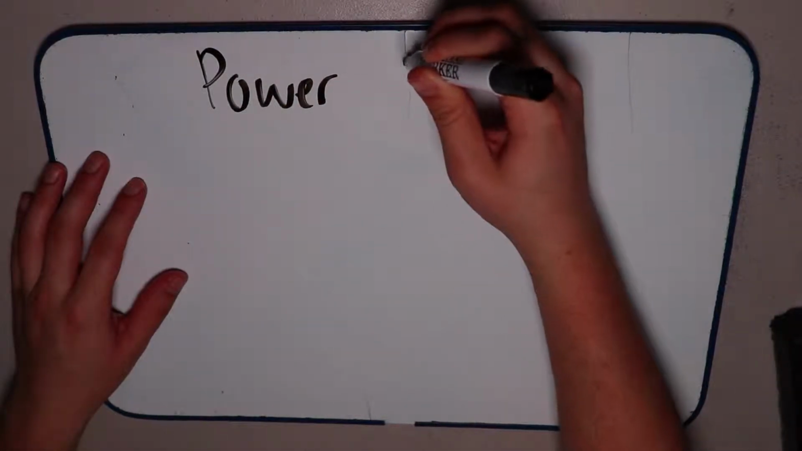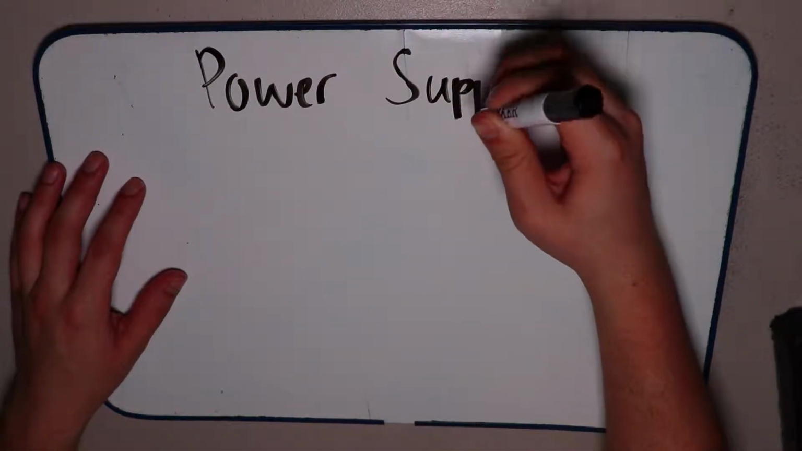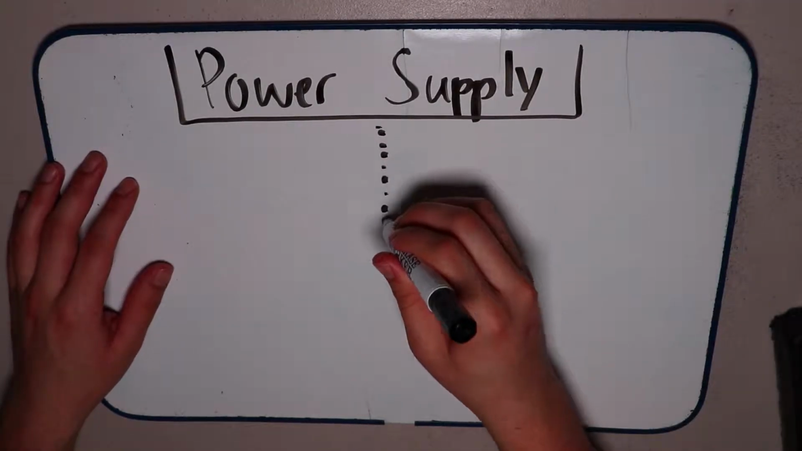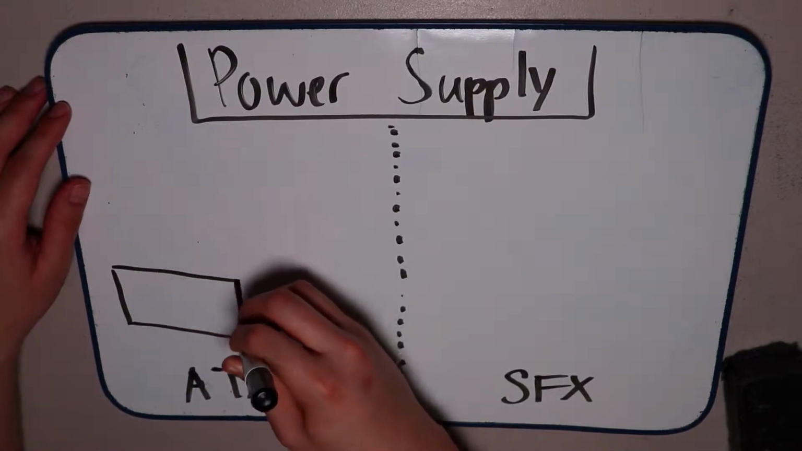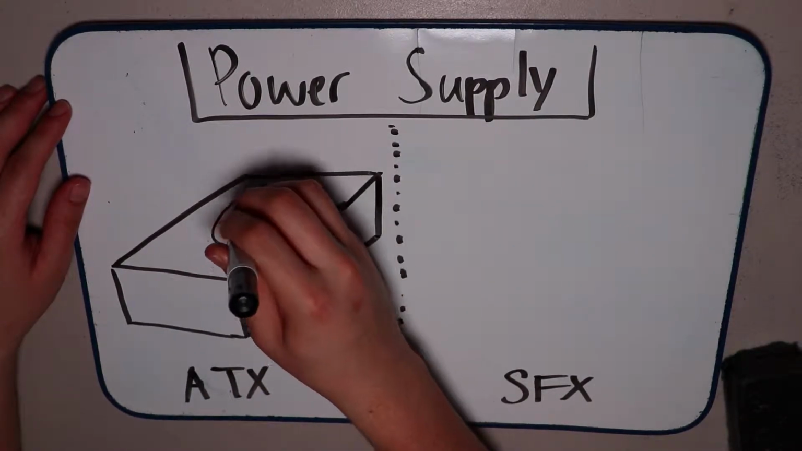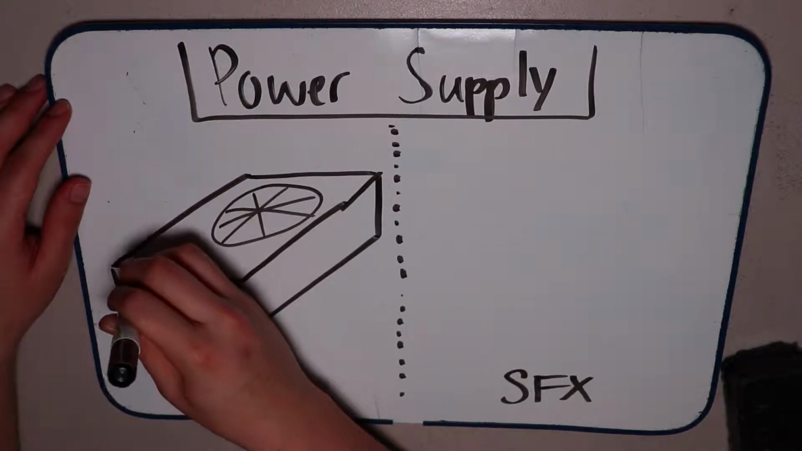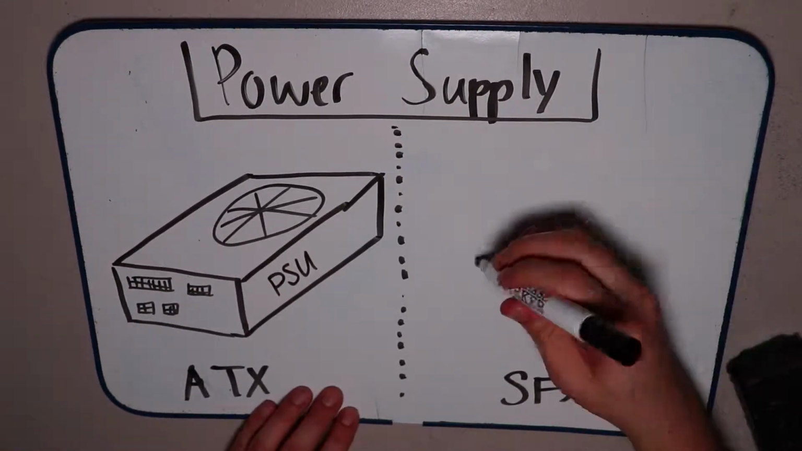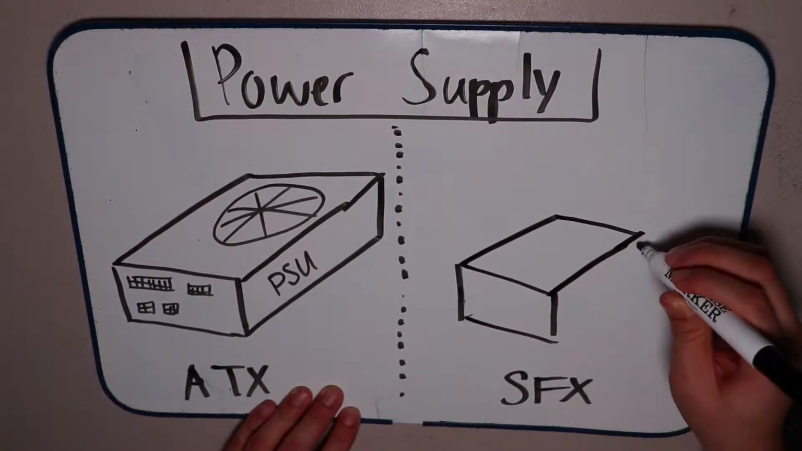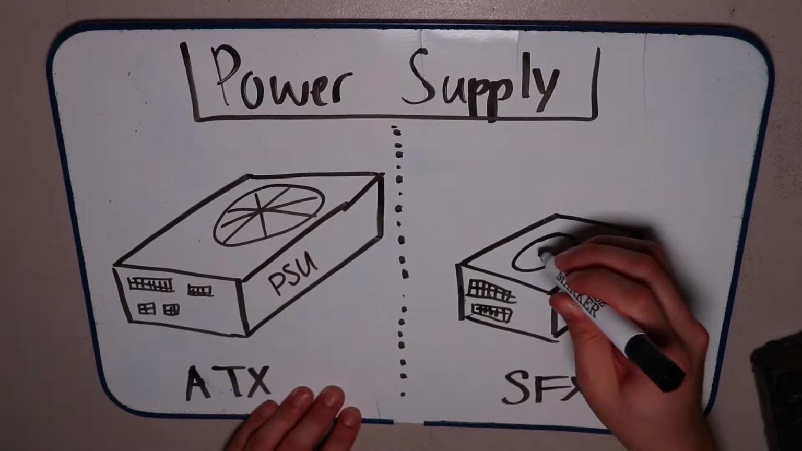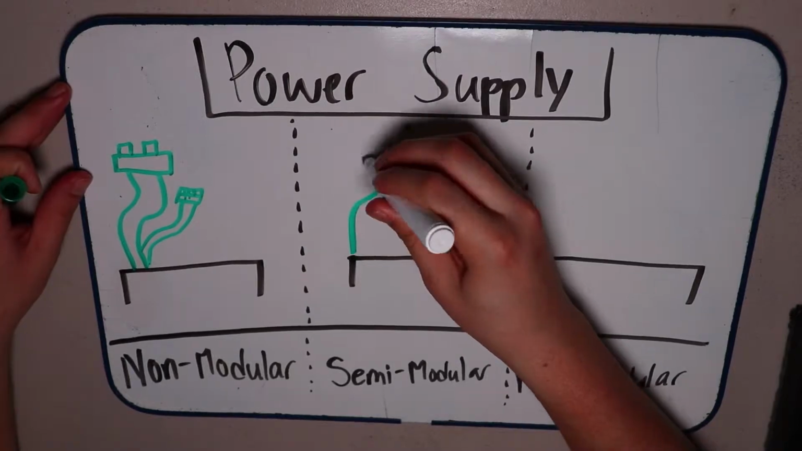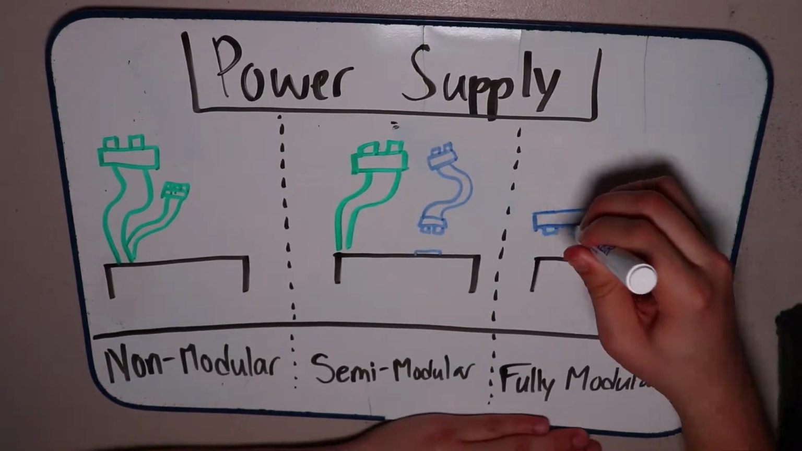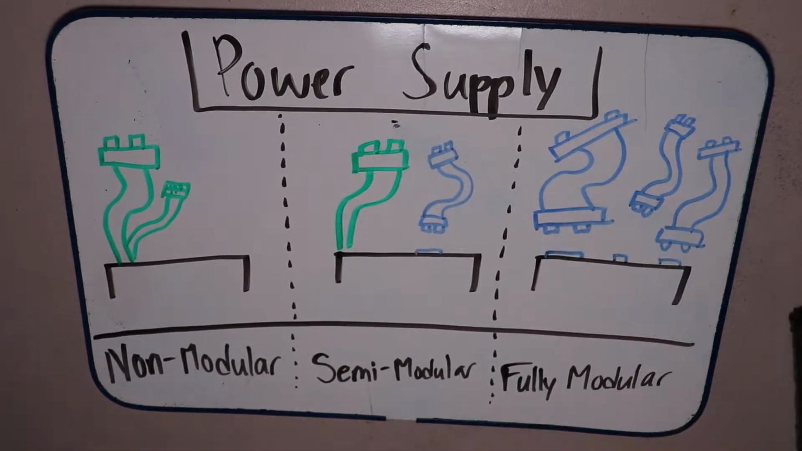Moving on to the power supply, there are only 2 sizes and 3 variations for them. For size, there are only ATX and SFX power supplies. An ATX is the standard size for regular sized desktops, while SFX is the smaller version of an ATX, simply designed to physically fit inside a small form factor PC. And as for the variations, there is non-modular, semi-modular, and fully modular.